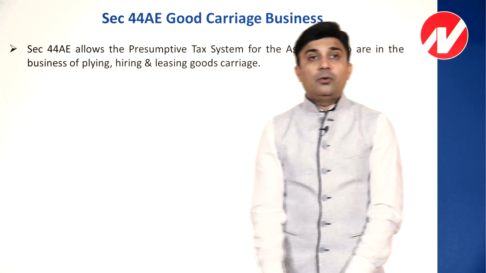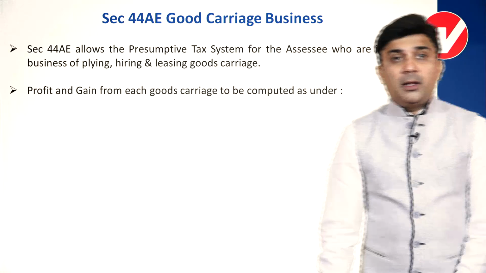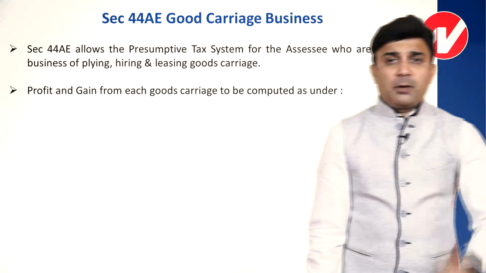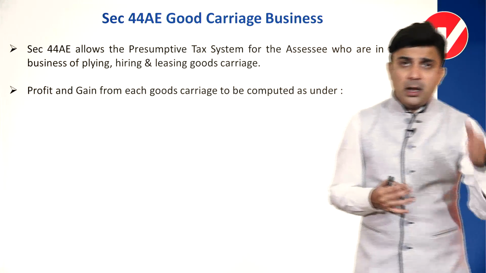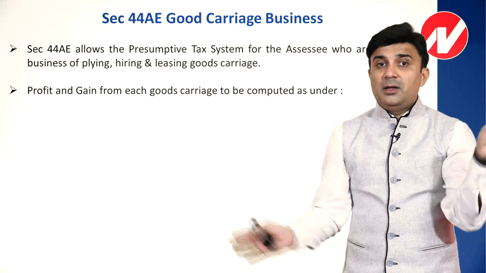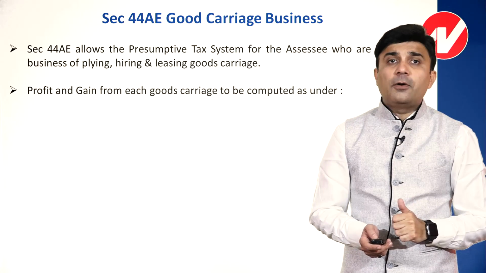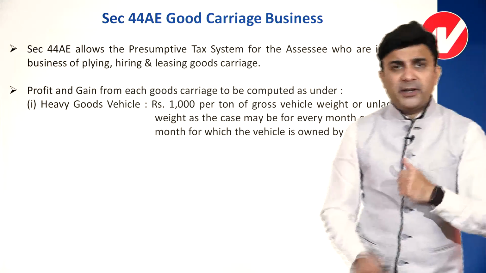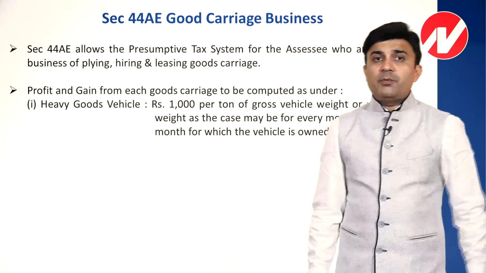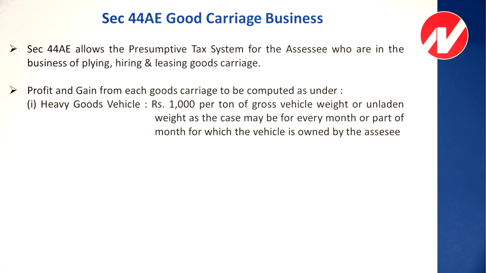Section 44AE is applicable to those who are into plying, hiring, leasing goods carriage, and it's a presumptive tax system. The assessee is allowed to presume his income and profit on gain from each goods carriage to be computed at 7,500 rupees per month or part thereof, for which the trucks are owned by the assessee, was the rule till now. Financial year 17-18, they have bifurcated the trucks into two. Actually, this was the bifurcation, friends, earlier, heavy goods vehicle and other vehicle. There was taxability at different rate. But Mr. Jaitley again brought back the old provision of heavy goods vehicle with some different methodology of computing or presuming the income. He said that profit and gain from each goods carriage to be computed as under, for heavy goods vehicle, ₹1,000 per ton of gross weight or unladen weight, as the case may be, for every month or part of month for which the vehicle is owned by the assessee.